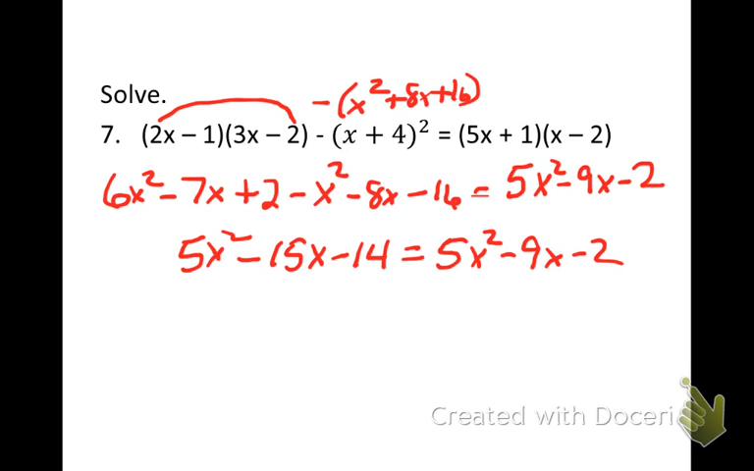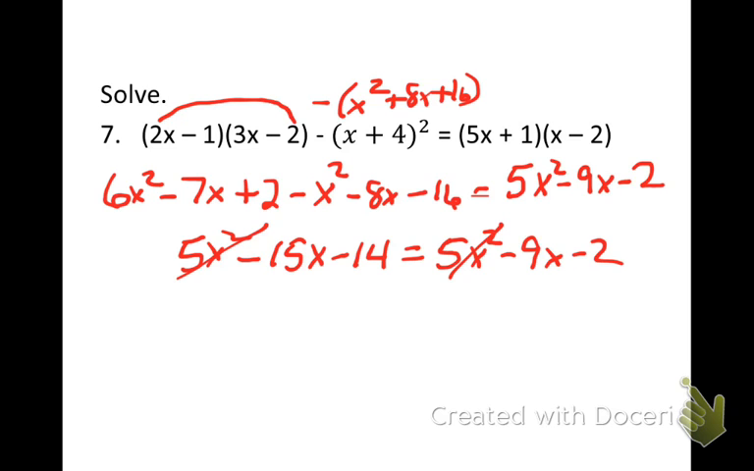So if I subtract 5x squared from each side, it is no longer a quadratic equation. It is a linear equation. So remember, to solve a linear equation, we don't really need factoring. We just need to get variables on one side, numbers on the other, instead of getting it set equal to 0. So that's what I'm going to do.